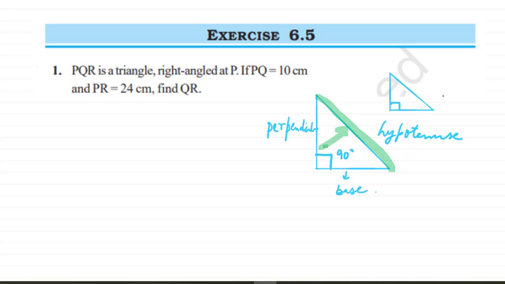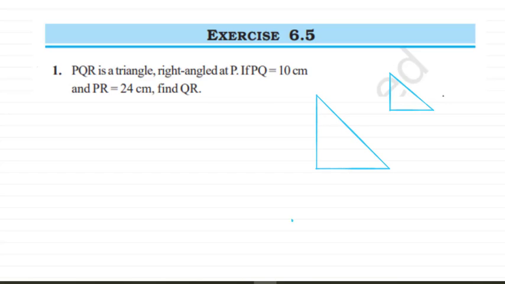So in the right angle triangle, if one of the angles is 90 degrees, then there is a relation between the hypotenuse, base and perpendicular. So this relation is h square equals p square plus b square. That means the hypotenuse square will be equal to the sum of the squares of the other two sides. Hypotenuse is the largest side in the right angle triangle. Now let's see, this exercise is based on this theorem only.